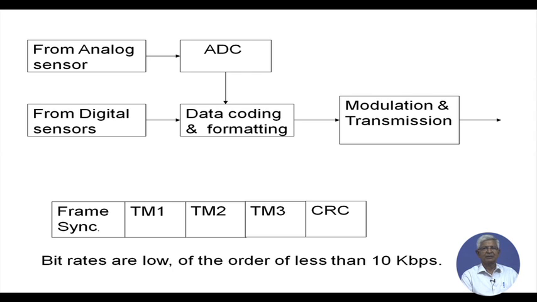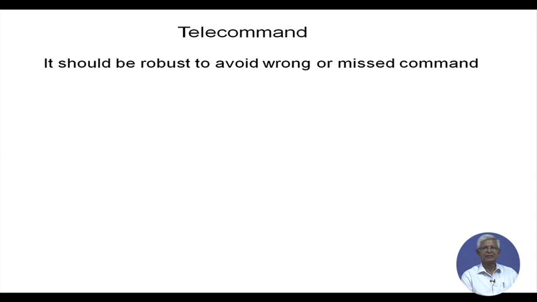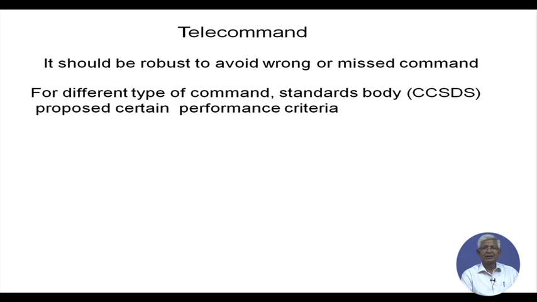This is generally how telemetry is done. Now, telecommand, in short, should be robust to avoid a wrong or missed command. You cannot give a wrong command. Therefore, different types of commands are defined, and the possibility of error that can be tolerated is specified by an international standards body called the Consultative Committee for Space Data Systems, CCSDS, which has proposed certain performance criteria.